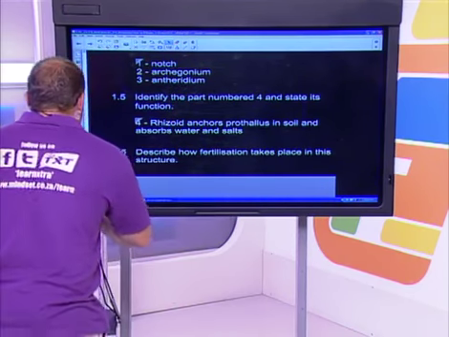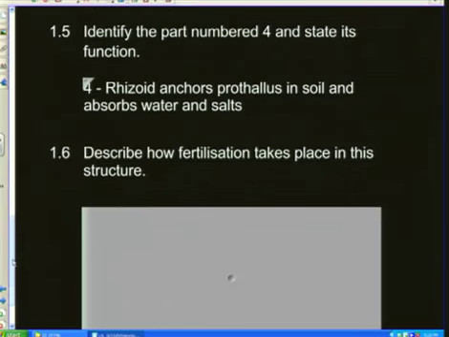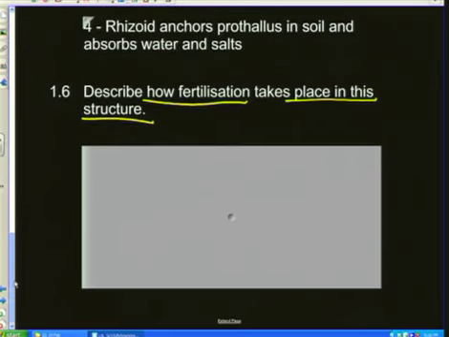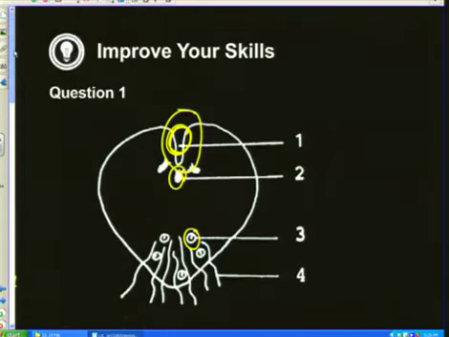Right, now, the next one. Describe how fertilization takes place in this structure. Oh, this is going to be a long one. That is a very, very big answer. They want to know what actually happens. I'm going to go to the picture first before I explain this to you, because this is the best way to do it, going all the way up again.